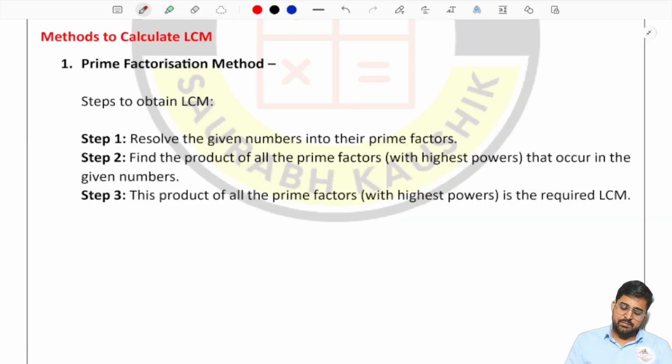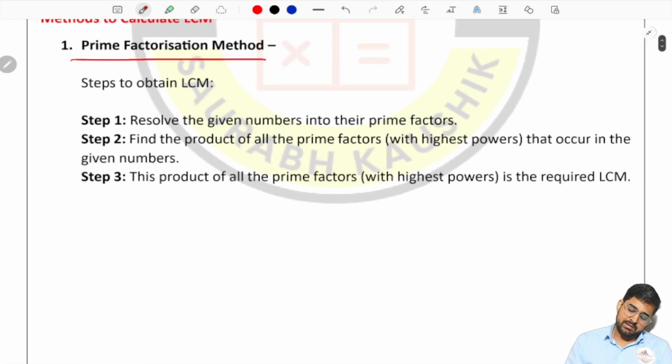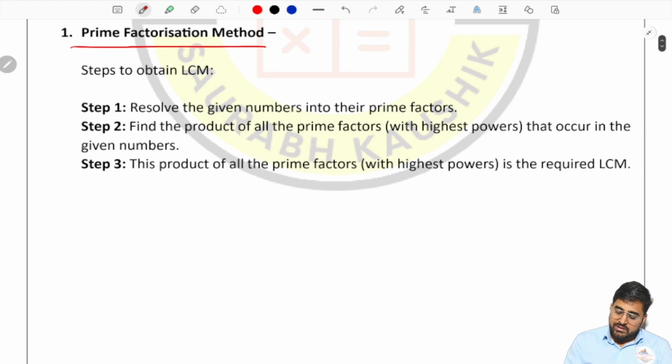Now let's discuss the method to calculate the LCM. Basically, there are two ways to calculate the LCM. First is the prime factorization method and second is the division method. Start with the prime factorization method. It's always good to start with the example itself. It will help us to understand each step.